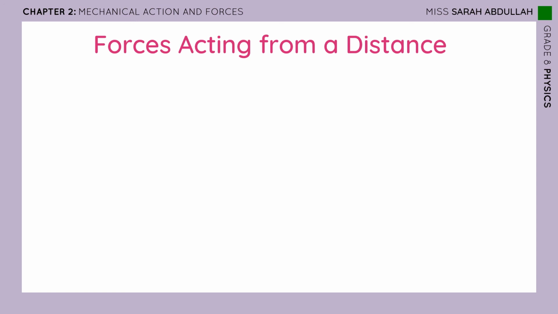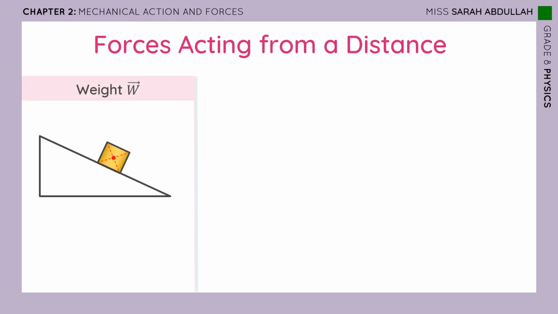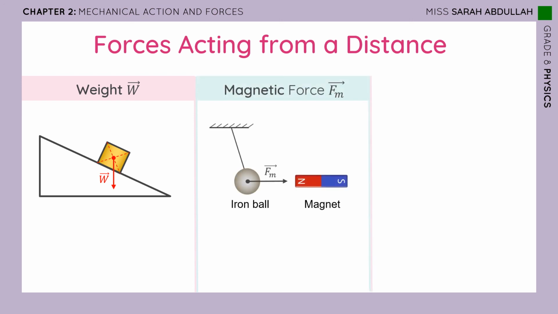So the forces acting from a distance that we got to know, the first one is the weight. All right, so it is always vertical, downward, and it's always there. Like in every case, you have weight. All right, so you're gonna see it in every exercise. The second one is the magnetic force. It happens due to the presence of the magnet. All right, so you can see the iron ball getting attracted by the magnet.